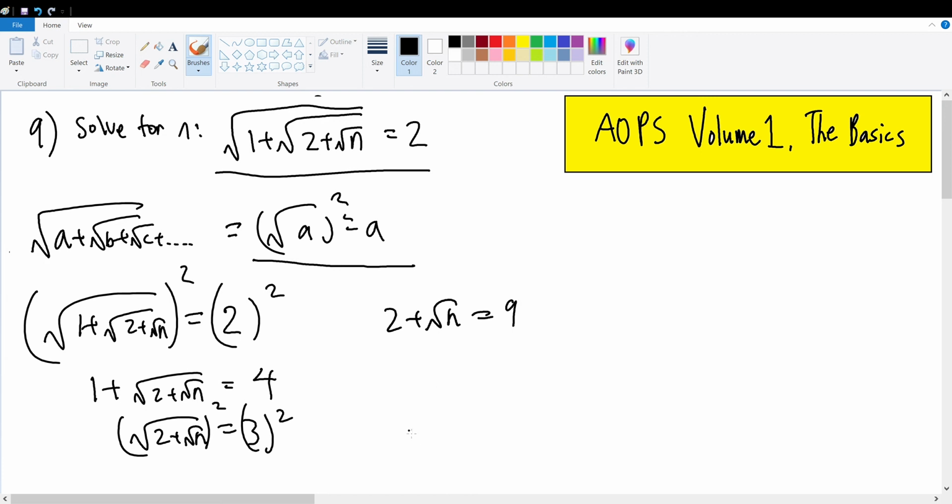We canceled out the outer square root within the square root of 2 plus root n. We can rearrange this equation to get root n is equal to 7. And since we know root n is equal to 7, we can square both sides again to solve for n. n will be equal to 7 squared, which is equal to 49, the solution to this question.